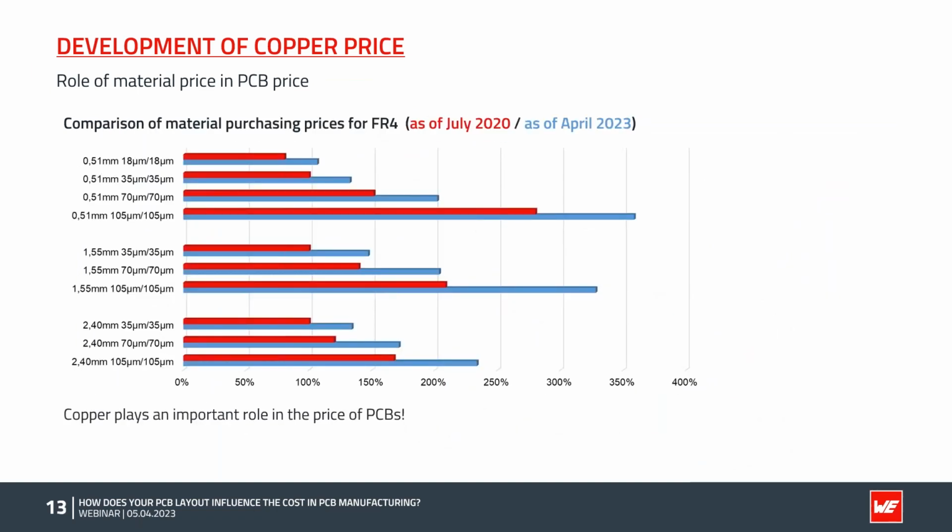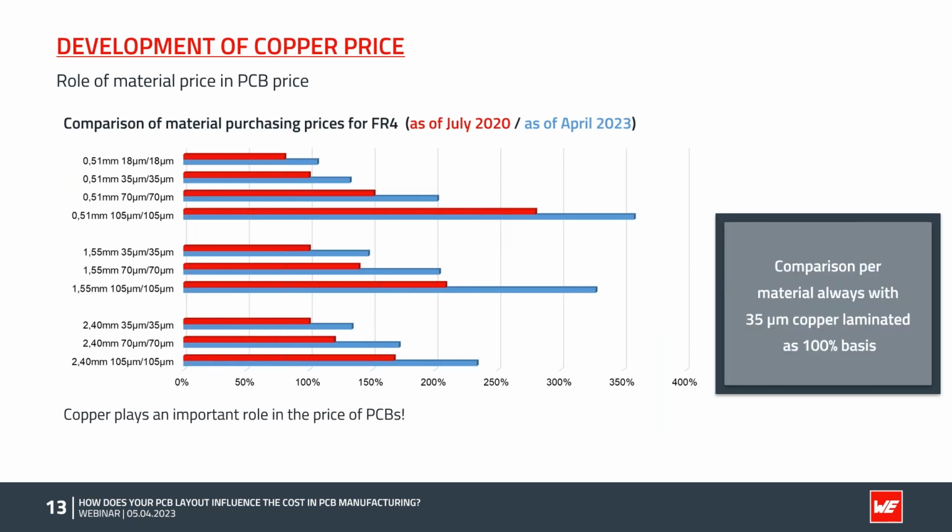That's why I added this chart and I upgraded it from last time. So the base here is always the 35 micron copper clad laminate. So for each chart, this is the 100% price. And if you just compare it, the more copper you have, the dielectric is the same. When you look at the first part, 0.51 millimeter with 18 micron copper, 35 micron copper, 70 and 105, you see how the price goes up just by using more copper. Yeah, for sure, because the copper is expensive.